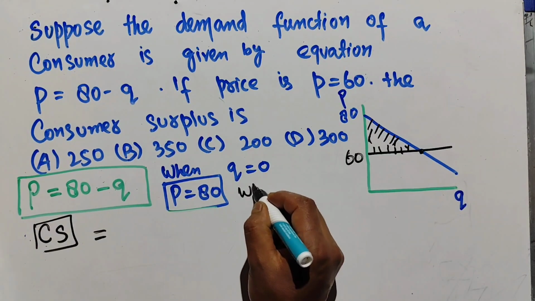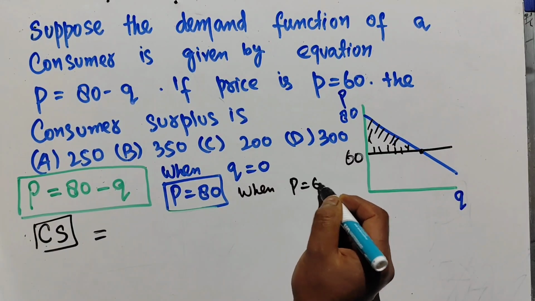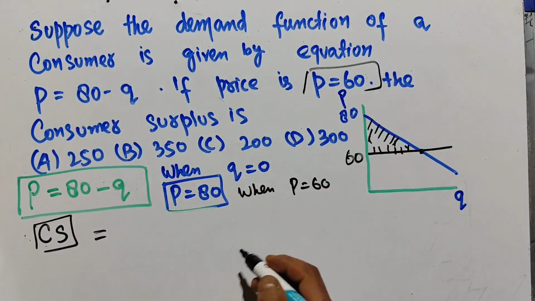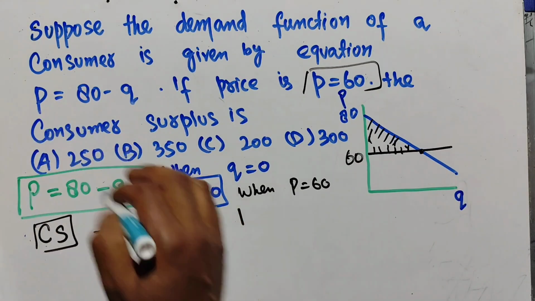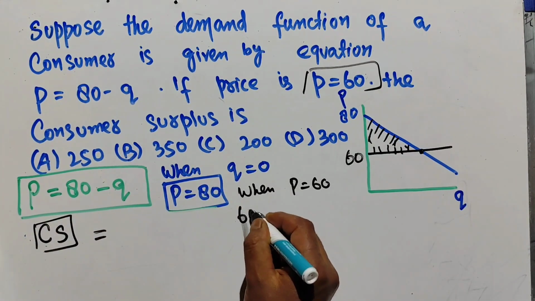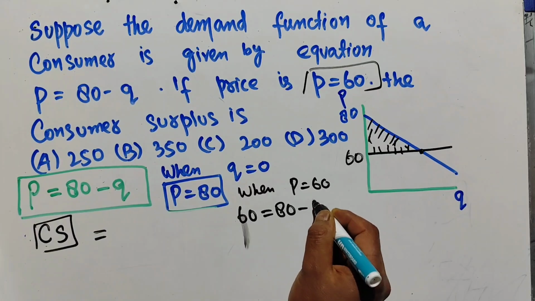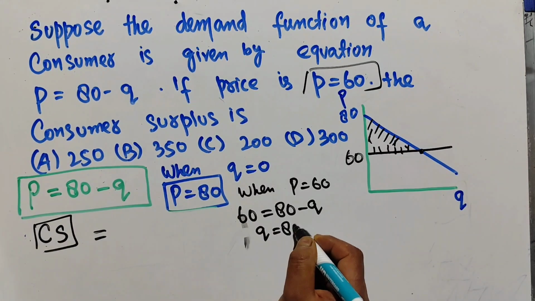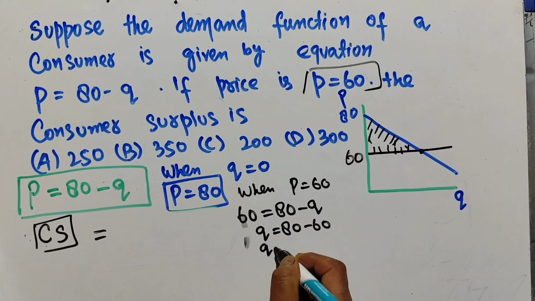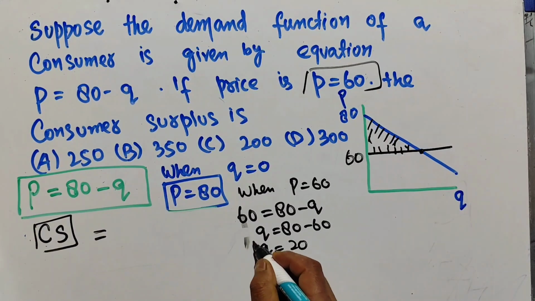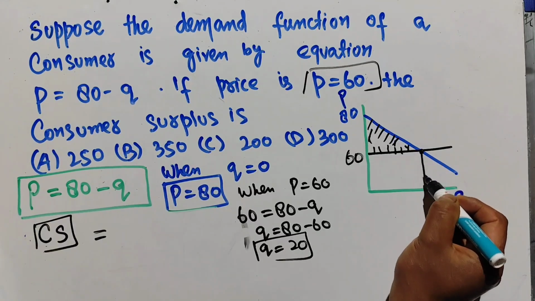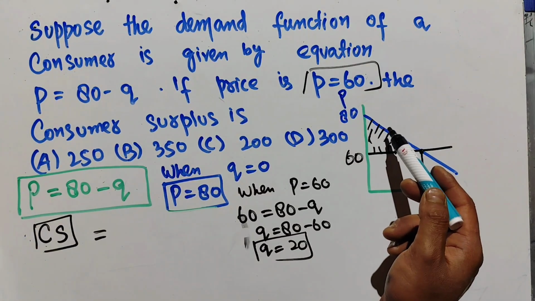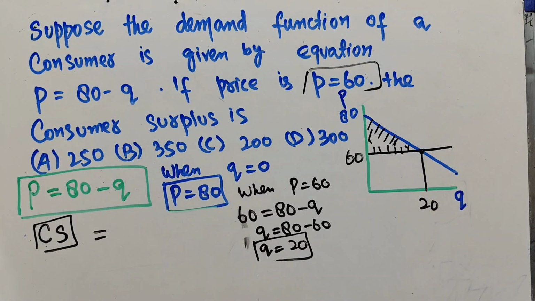So when P is equal to 60, what is the quantity demanded? So in place of P we have 60. Let's write 60 is equal to 80 minus Q. So we get Q is equal to 80 minus 60. So Q will be equal to 20. When price is equal to 60, quantity demanded is equal to 20. Consumer surplus is simply the area which is below the demand curve and above the market price.